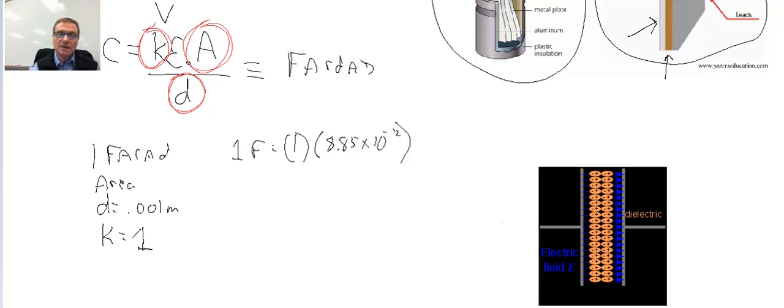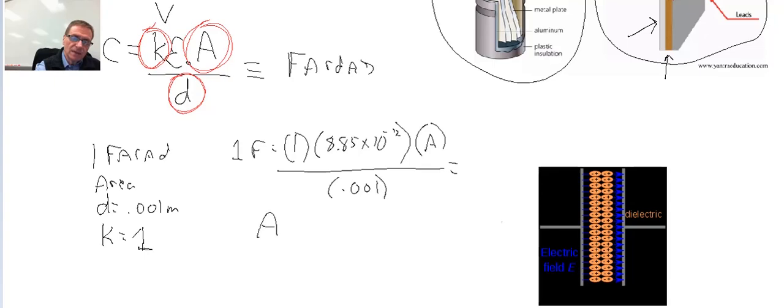Okay, so this is K. We have epsilon 0 times the area A, which is what we're looking for, all divided by D, the distance between the plates, which would be 0.001 meters. All right, and after we do this on our calculator, what we find is that the area is going to be 1.13 times 10 to the 8th meters.